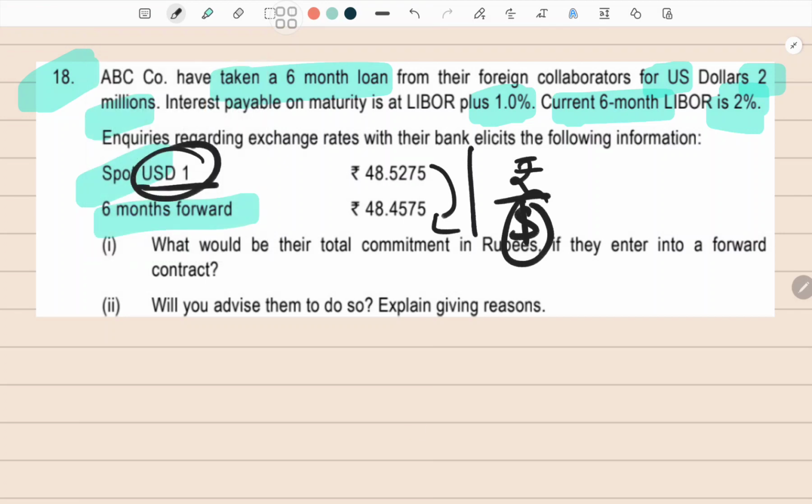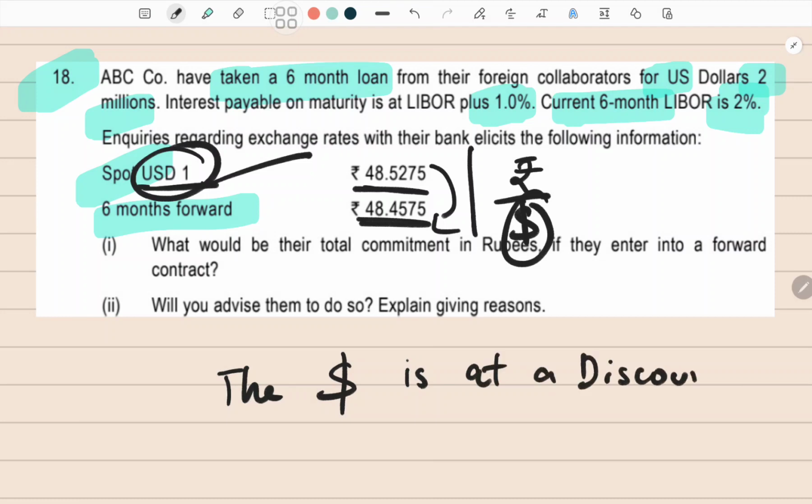So this means, if you see, 48.5275 and 48.4575, the quotation is at a discount, but it's the dollar quote, a direct dollar quote, so the dollar is at a discount, okay, which is a rare occurrence. Generally, when you compare rupee and dollar, which are the two currencies involved in this case, the dollar would never really be at a discount, but in this case, this is what is actually being seen from the quotations given to us, right?